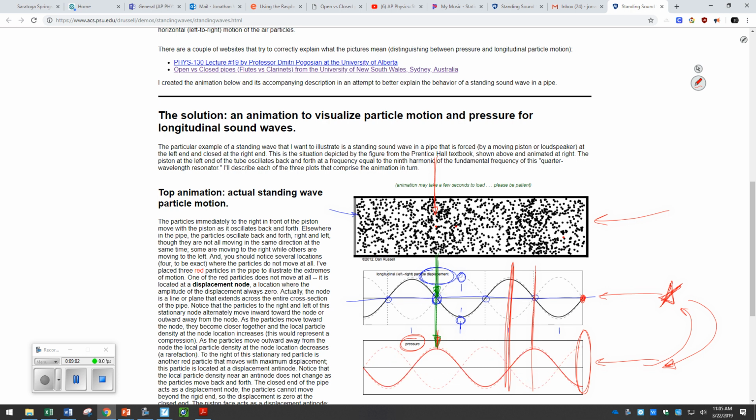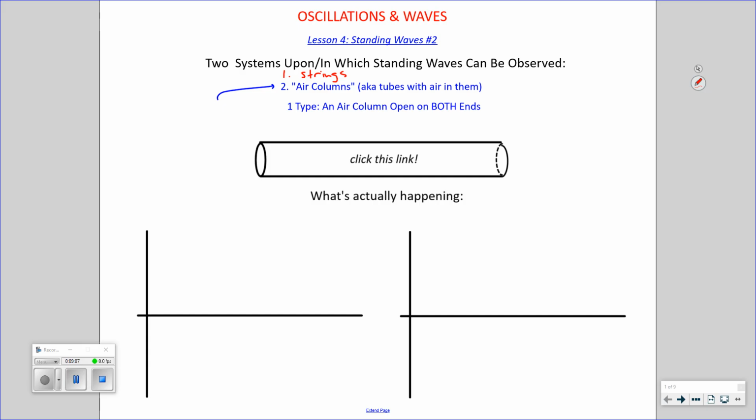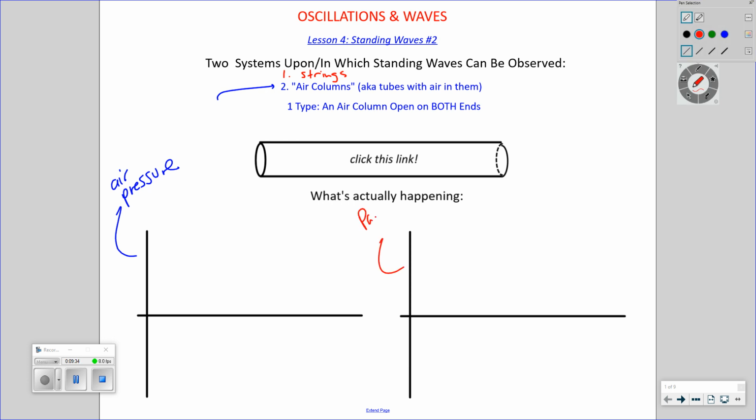As a procedural matter, when we solve problems with air columns and standing waves, it's going to come down to a little more straightforward procedure stuff, but the science behind it is pretty darn deep. All right, so what's really happening in an air column? And I'm just referencing what we just saw. Two things are varying. This might be air pressure, and we'll call this one particle displacement.